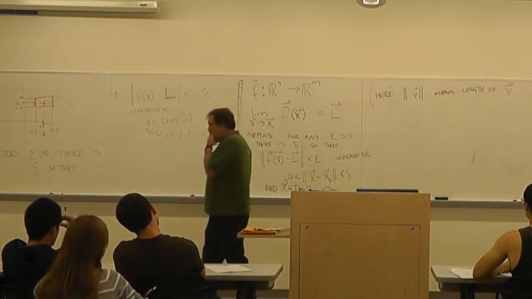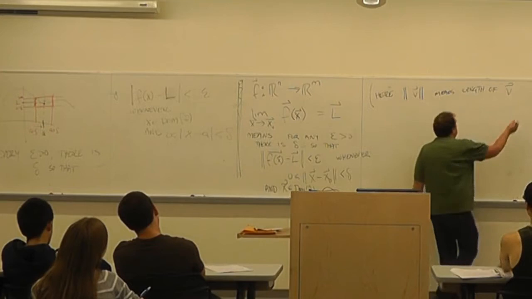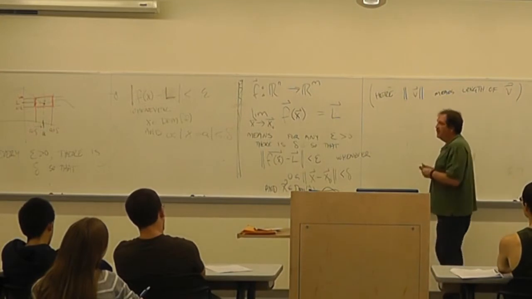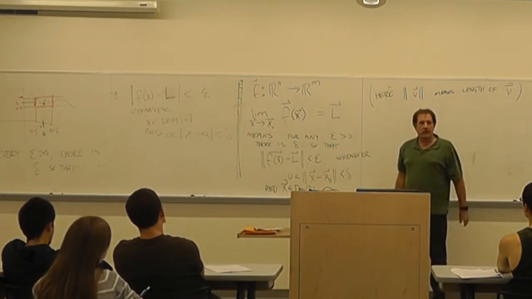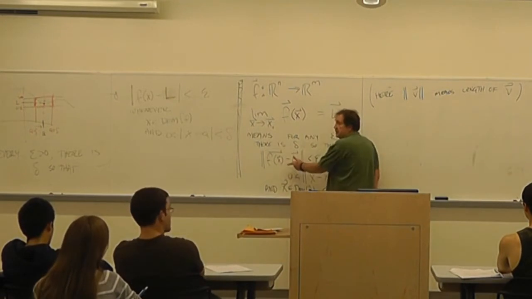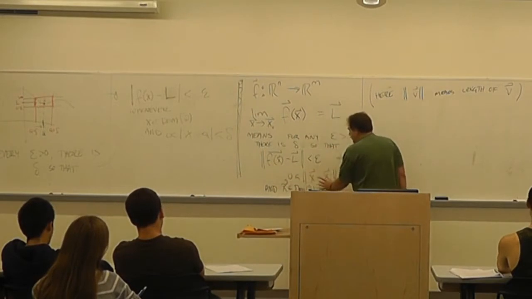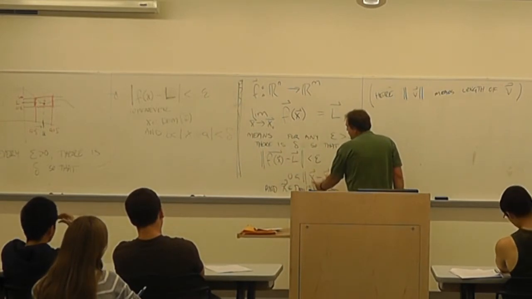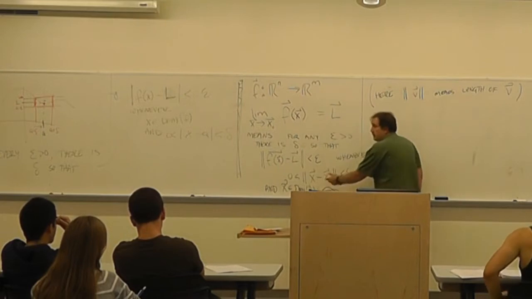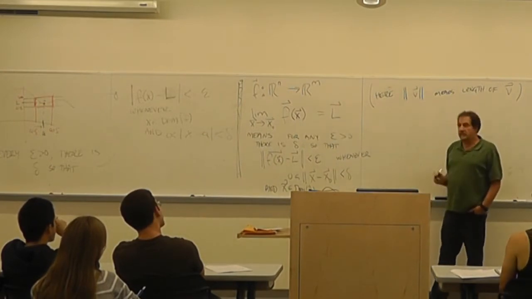Okay? So this is exactly the same as that, as long as I interpret it properly. It's saying if I want to say that f is getting close to some vector value L, I have to ensure that I take x close to my x naught. And if this is true, then we say the limit exists.